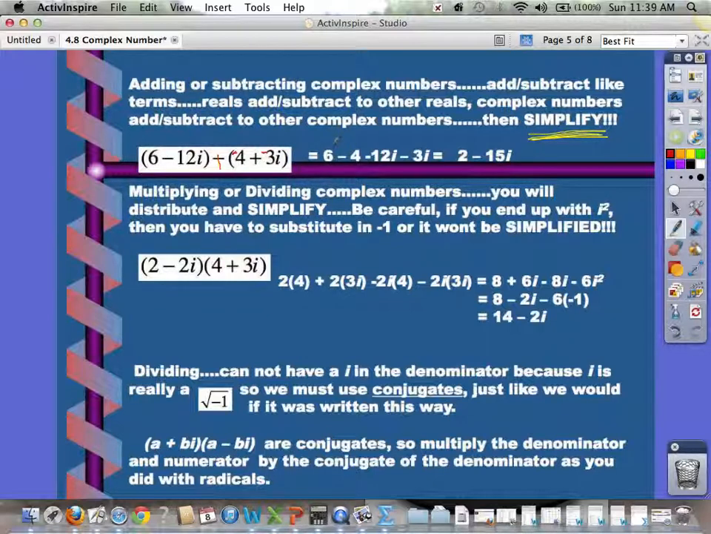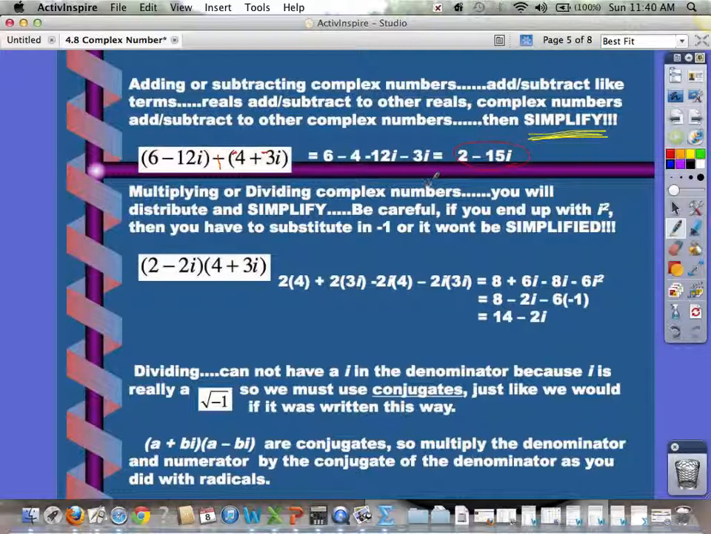So this is 6 minus 4, and I just put my real numbers together, 6 minus 4 and negative 12i minus 3i. My reals are together, my complexes are together, and then just simplify. 6 minus 4 is 2, negative 12i and a negative 3i make a negative 15i, and that is done. That's as far as you can go.